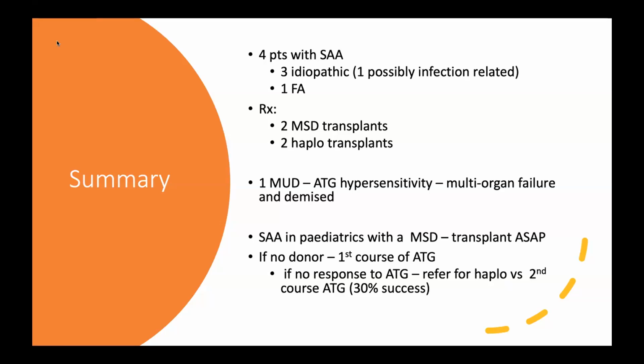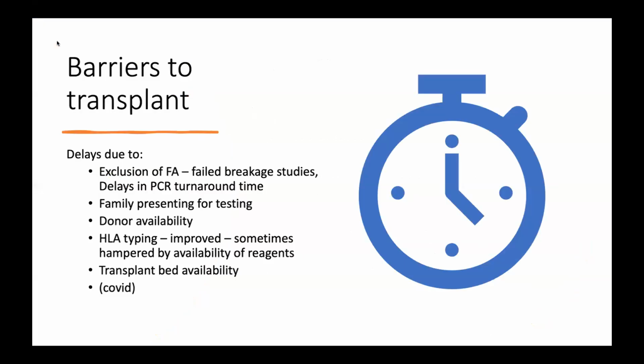So as per David, the algorithm is actually very clear. Severe aplastic anemia in peds, if you have a matched sibling donor, you transplant ASAP. If there's no donor, then you would go down the road of ATG. And I suppose for me, the debate really is whether we should consider a second course of ATG, or actually whether we should be referring for a haplo before our patients become severely iron overloaded and develop other antibodies.